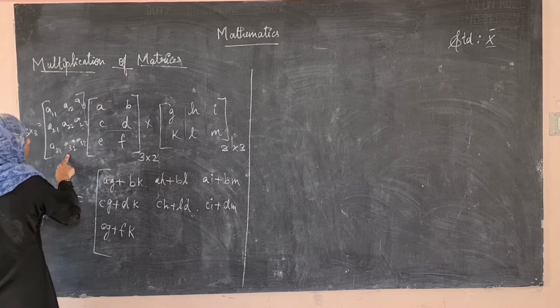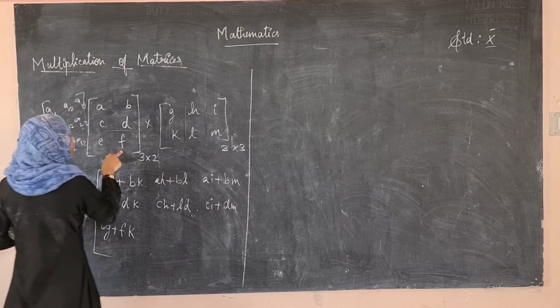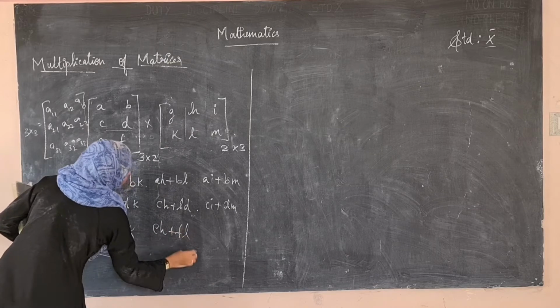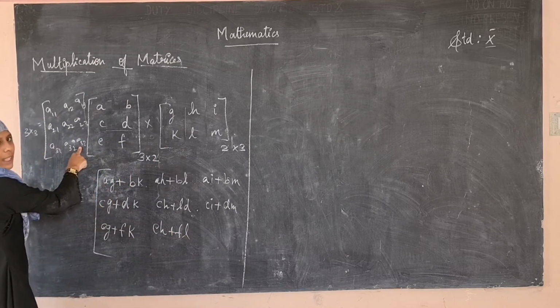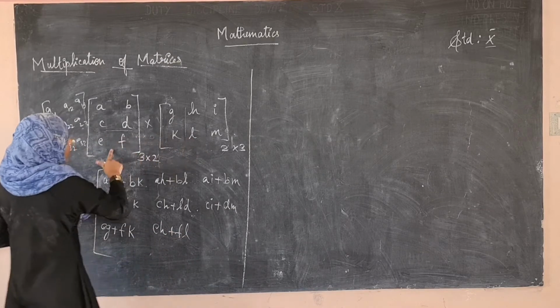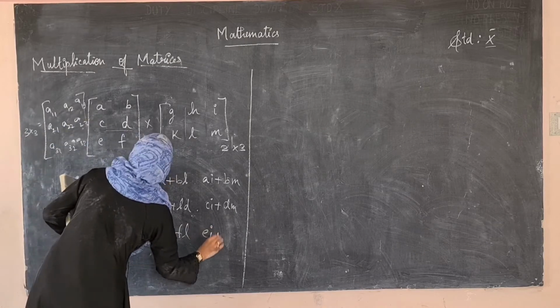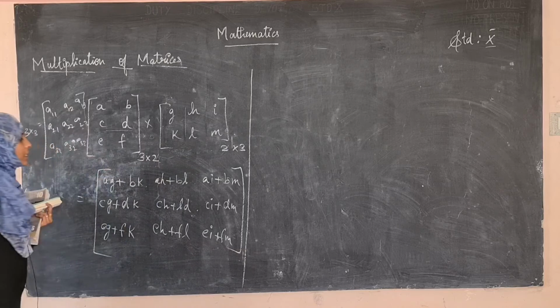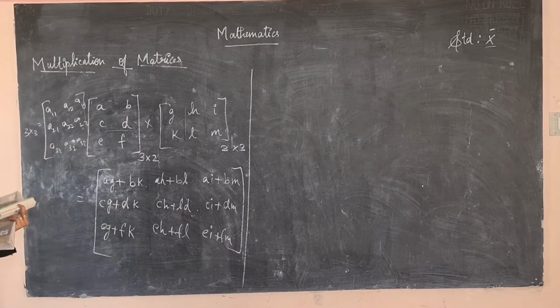Okay, and again this is A32, third row, second column: E into H plus F into L. And the last term is A33, third row, third column: E into I plus F into M. This is the resulting matrix. This is how we are going to proceed with the multiplication.